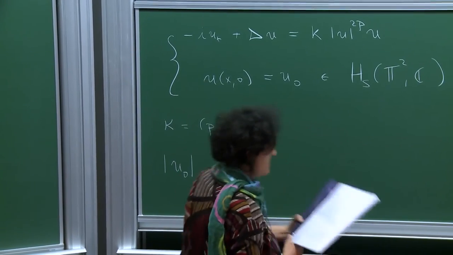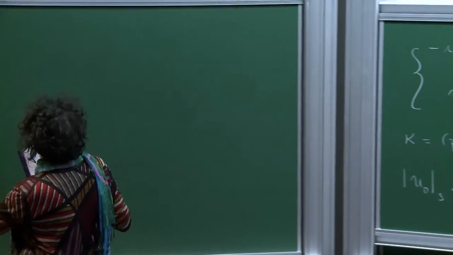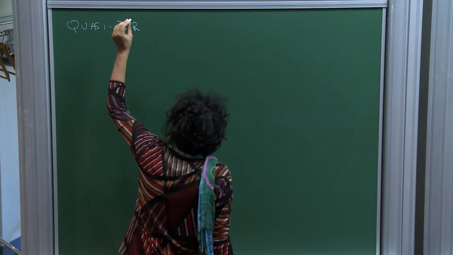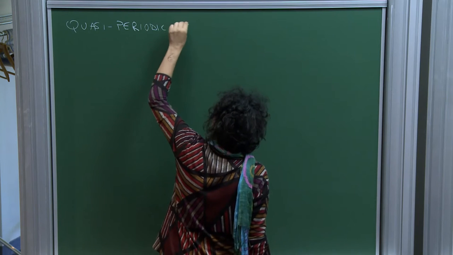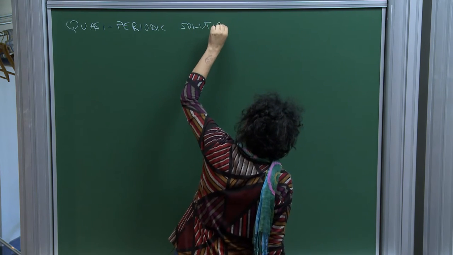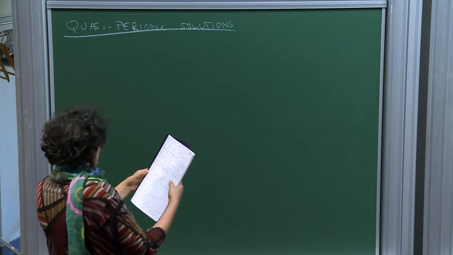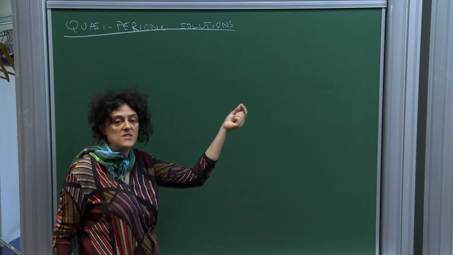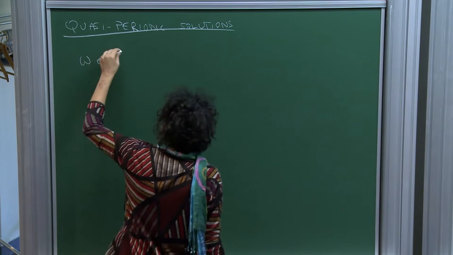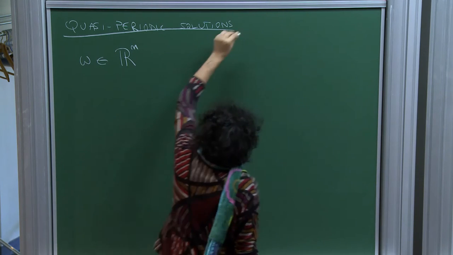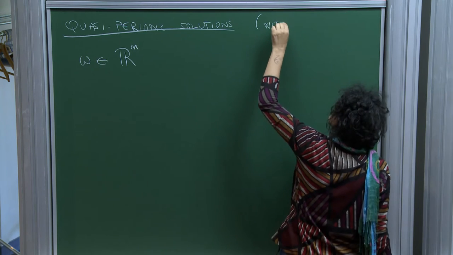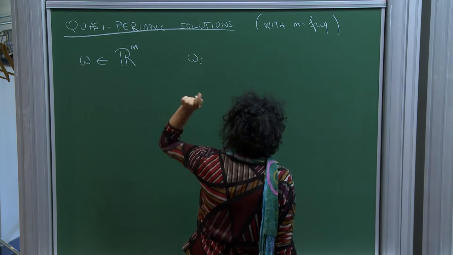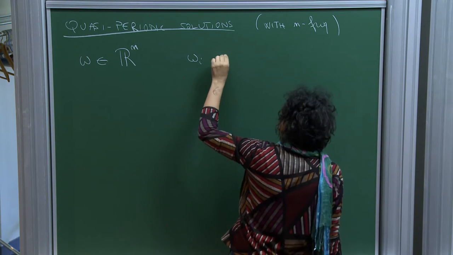So what are the special solutions that I want to produce? I'll have quasi-periodic solutions, which are the ones I called recurrent. These are global solutions, and what is essentially an invariant torus inside the solution space. So I want the frequency vector, which will live in some R^n, with n frequencies. And I want that the coefficients of this vector in R^n are rationally independent.